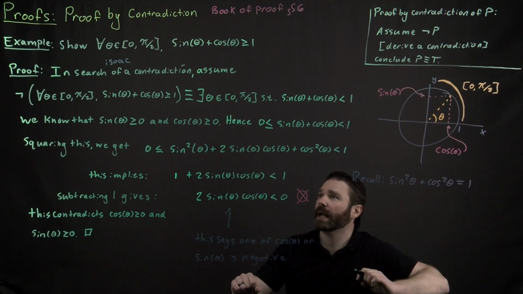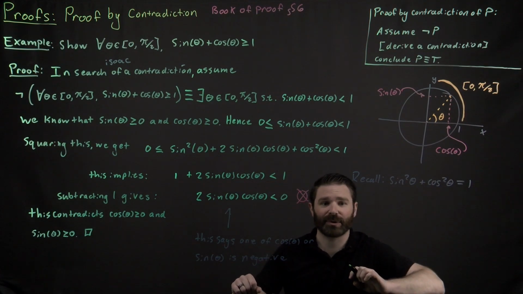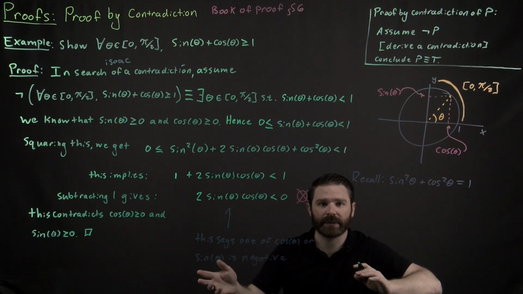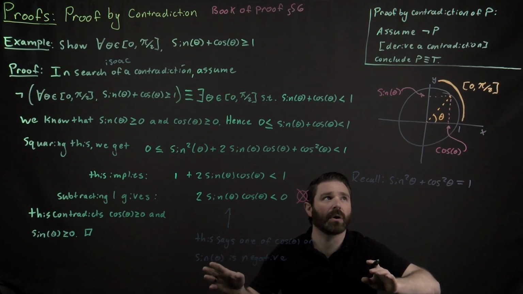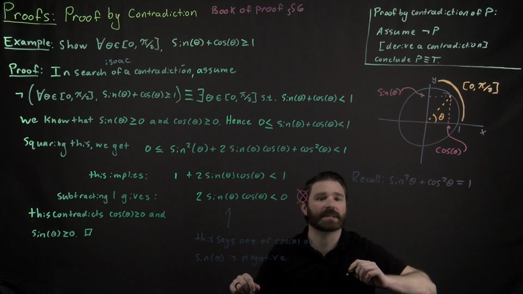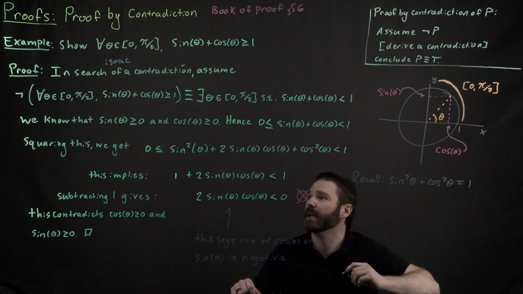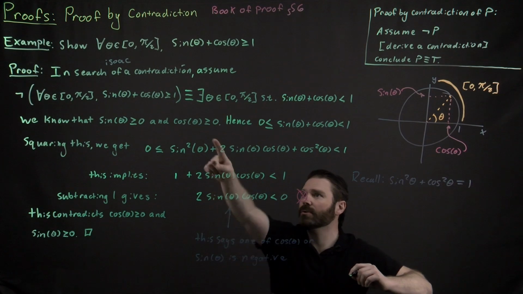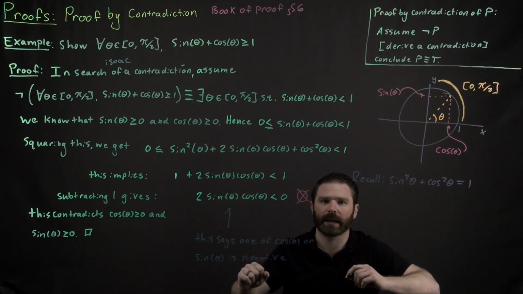So as I mentioned beforehand, these proofs by contradiction, they require some creativity. One way to help you with figuring out that creativity is gather all the facts that you know. So here I was gathering facts about sine and cosine, and it actually turned out to be very crucial to my proof because I used that to be able to derive my contradiction.